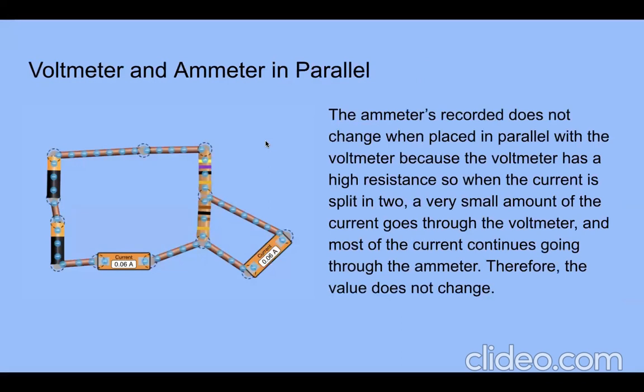And voltmeter and ammeter in parallel, the question is, when an ammeter and voltmeter are placed in parallel, why does the ammeter still have the same reading? And that's because the voltmeter has such a high resistance that the majority of the current will still go through the ammeter.